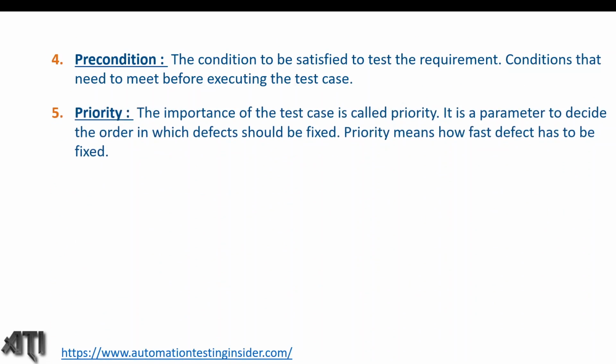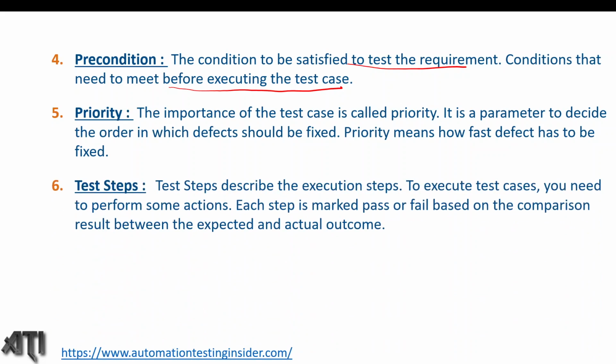What is precondition? The condition to be satisfied to test the requirement, right? Conditions that need to be met before executing the test case. Priority: the importance of the test case is called priority. It is a parameter to decide the order in which defects should be fixed. Priority means how fast a defect has to be fixed. So we'll prioritize our test cases as well, and whenever we get defects, we'll prioritize our defects as well. We'll discuss priority and severity of defects in the defect lifecycle.